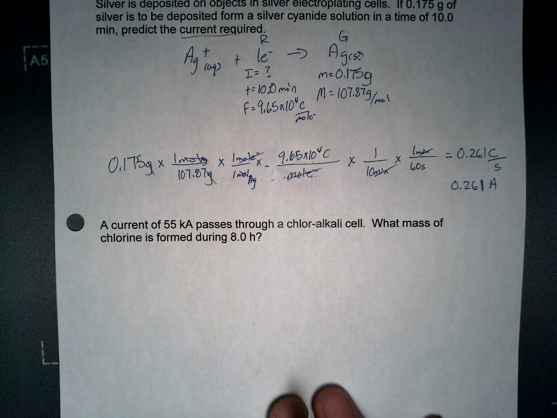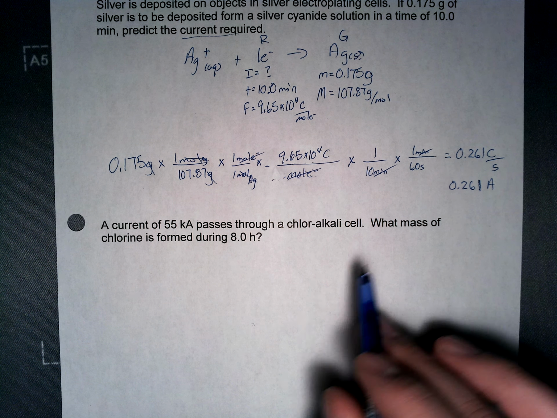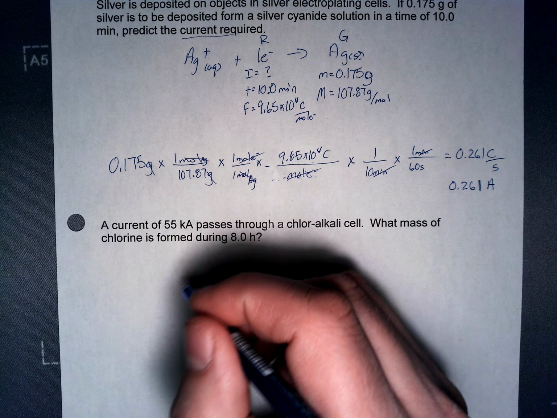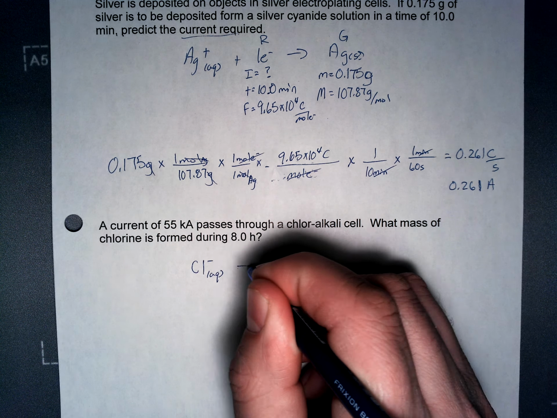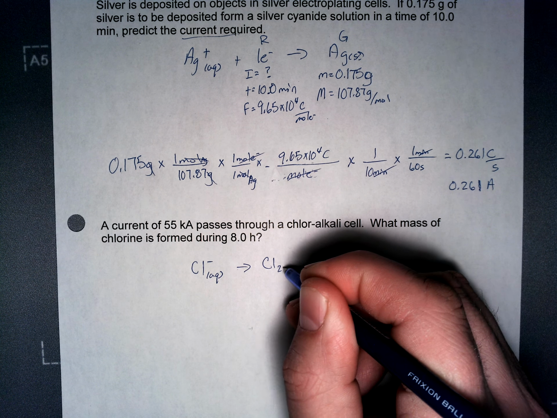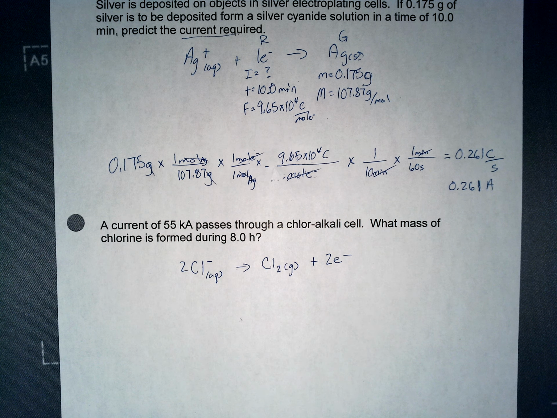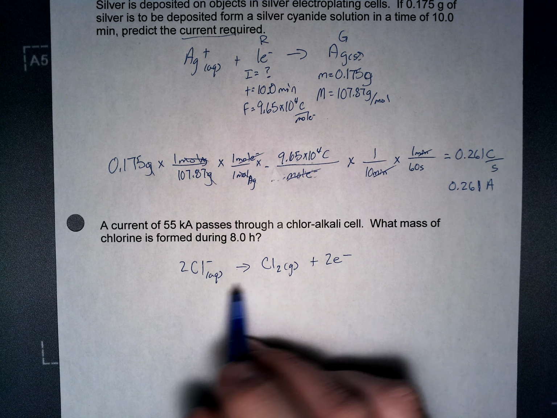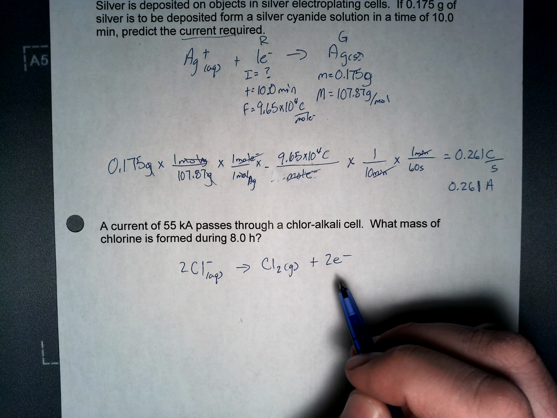All right, next question. A current of 55 kiloamps passes through a chloralkali cell. What mass of chlorine is formed for 8 hours? Again, with the chloralkali process, we're forming chlorine from chloride. So we have chloride forming chlorine and 2 electrons. We have to balance out the chlorine and balance out the charge. That's why we have the 2 electrons over here. So that's our half reaction.